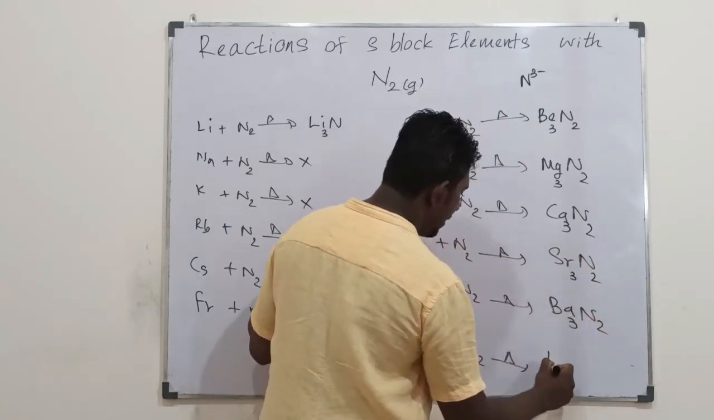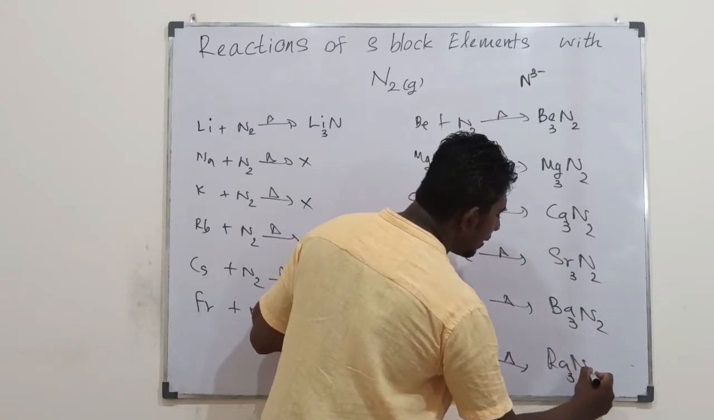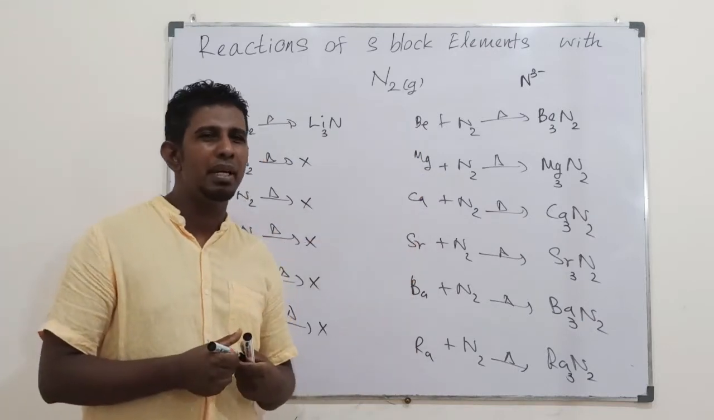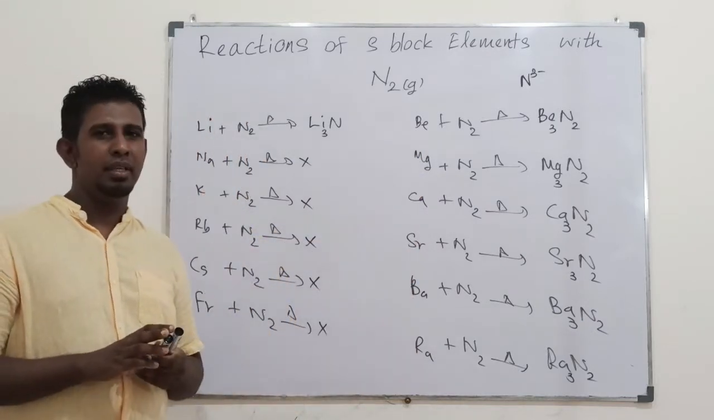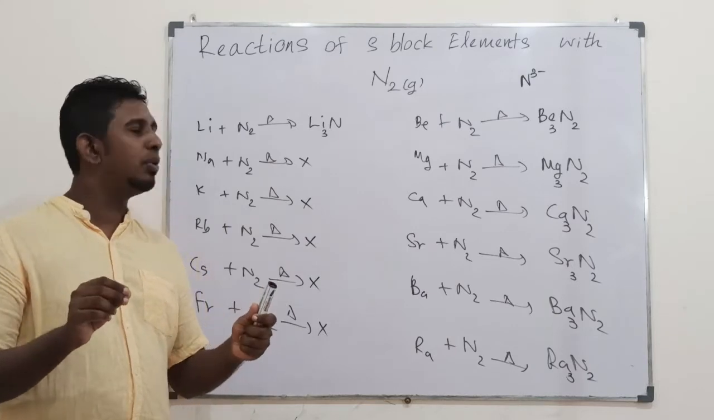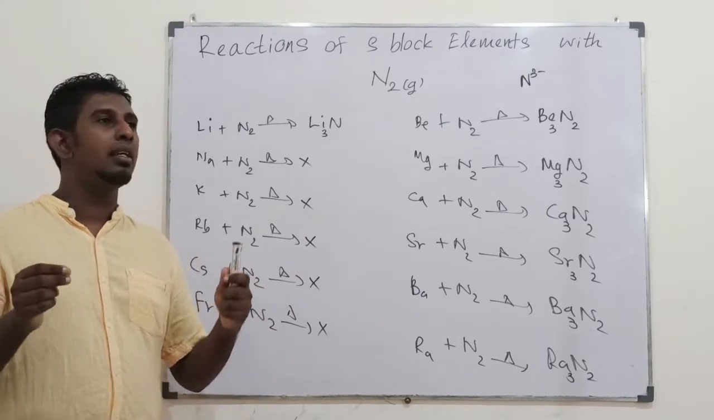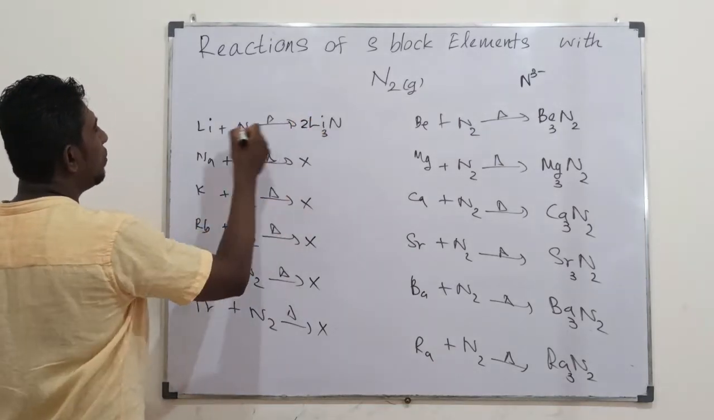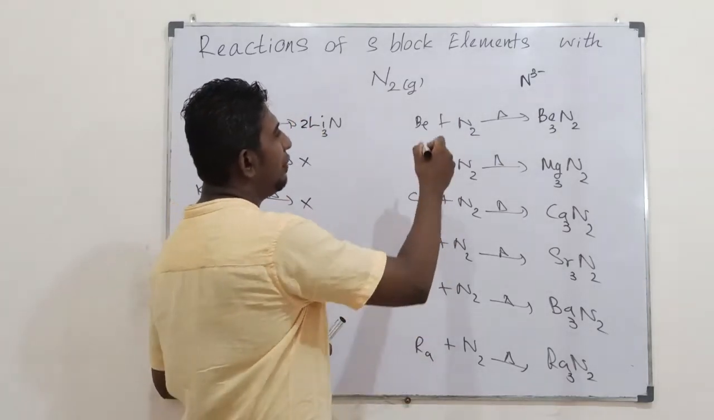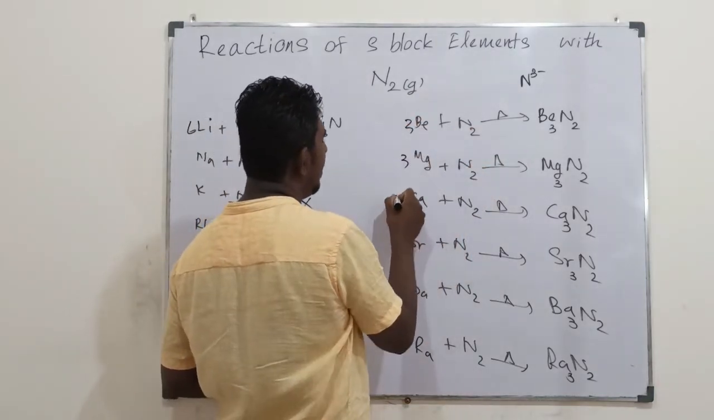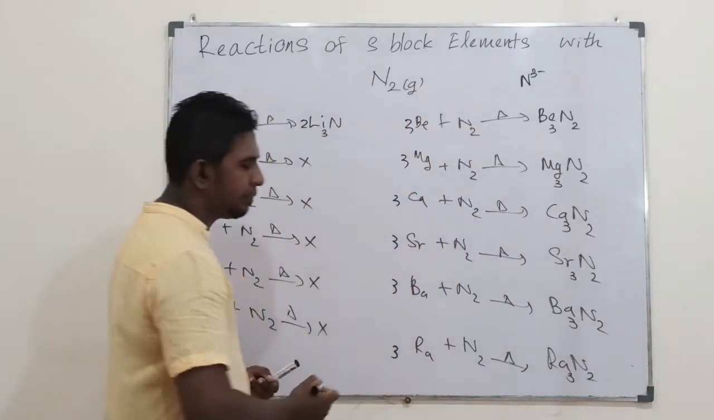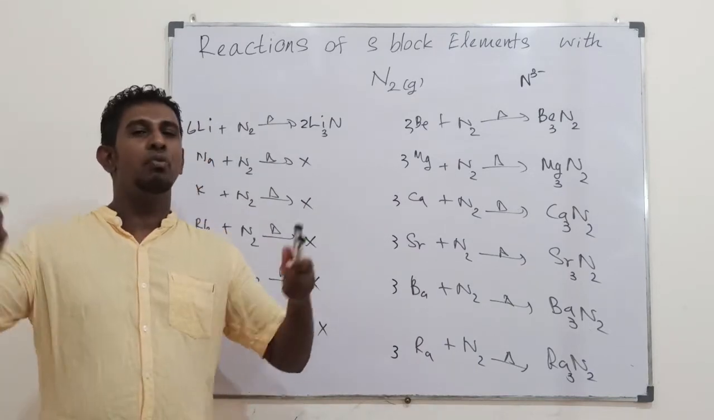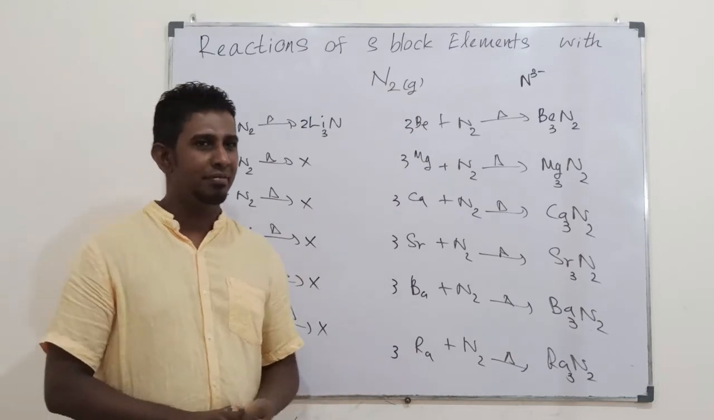nitride, and radium nitride. So you would get stable nitrides being formed by those second group elements and lithium. Therefore, those only could react with nitrogen when you heat those elements with nitrogen. When you balance them, you could find here 2, 6. When you balance these, you could find here 3, 3, 3, 3, 3, 3. So that's the reaction that those exhibit with nitrogen gas.